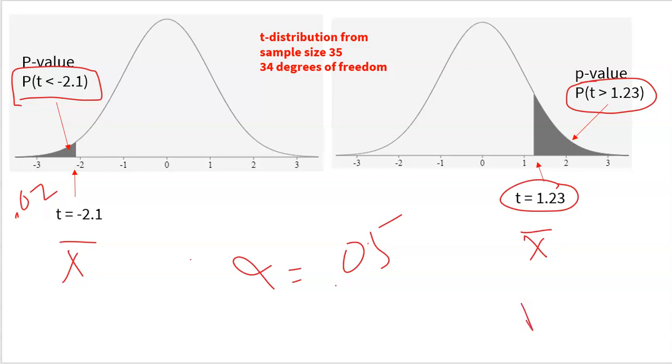On the right-hand side, our p-value was approximately 0.11, and that's greater than our alpha level of 0.05. So in that case, we would not reject the null. We would fail to reject the null. We do not have evidence to go with the alternative.